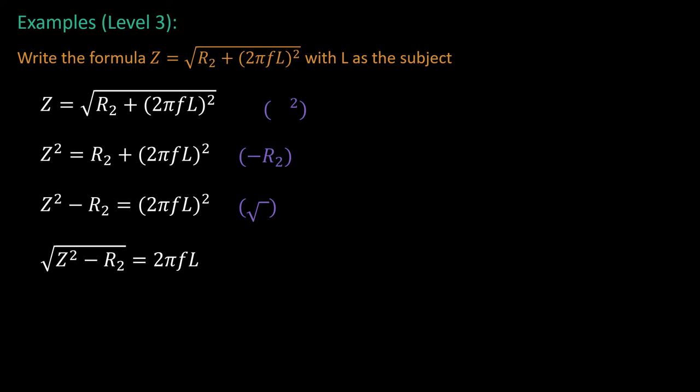We need to get L by itself. Right now it's being times by 2 pi and f. So we're just going to divide out by that 2 pi f. The left-hand side is going to be divided by that, which means it's going to go on the top of the fraction, and that divisor is going to go on the bottom. So we get that L equals the square root of z squared minus r squared all over 2 pi f.